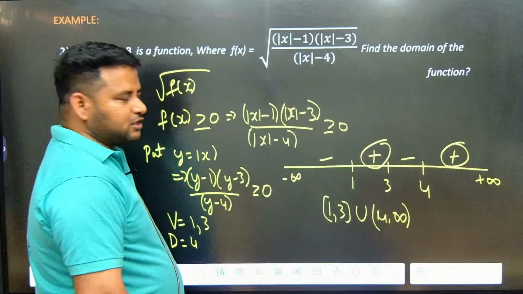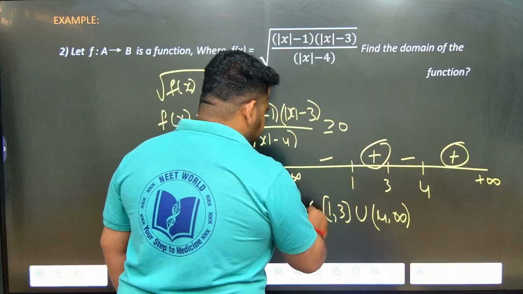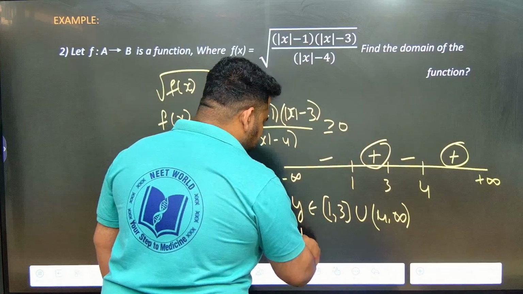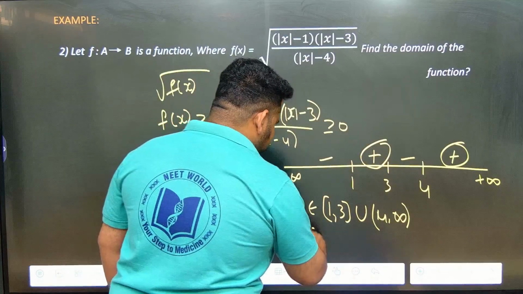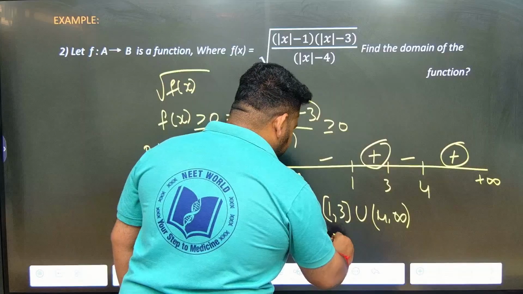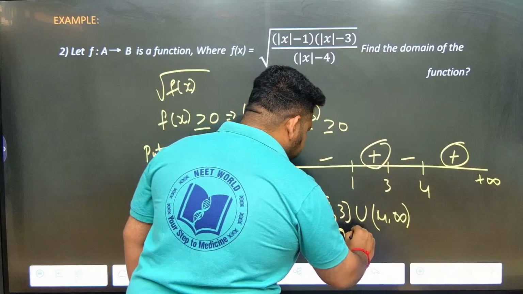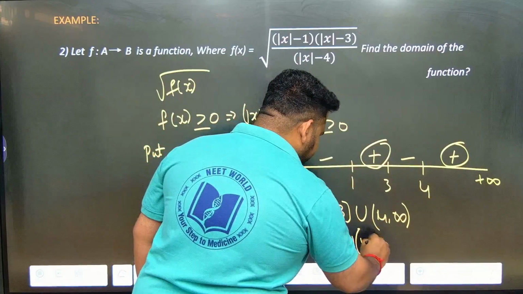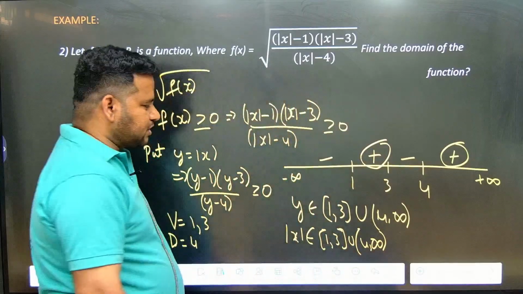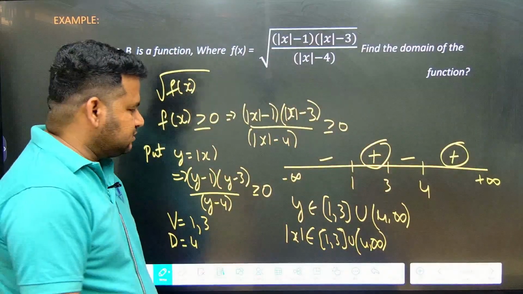Okay, what are they talking about here? They are talking about y belongs to. Y is nothing but equal to mod x. Mod x belongs to 1 comma 3 union open interval 4 comma infinity. This is what we are having, friends.